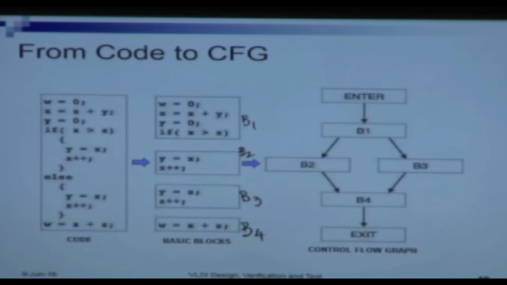So it enters and comes into the first basic block. If the condition is true, it executes B2. If it is false, it executes B3. And then it executes B4 and finally exits. Okay, so this is how a control flow graph looks.